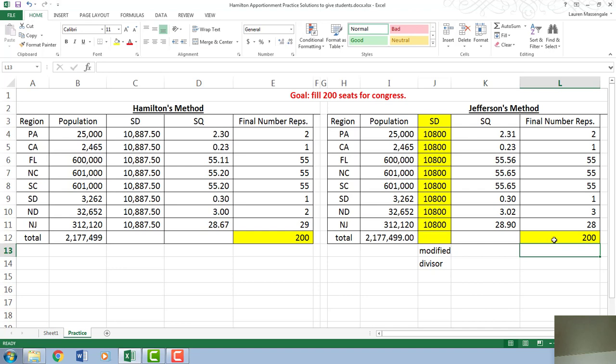So that's the big difference between Hamilton and Jefferson. So hopefully you can go to your Odigia and do this now. And again, you might have to set up your own charts. So this is a great model in order to find your final number of reps. Make sure you know your formulas. Standard divisor is your total population divided by the number of seats to be apportioned. Standard quotient was your group population divided by your standard divisor. And your goal is always to get to how many seats to be apportioned. All right, go do your homework.